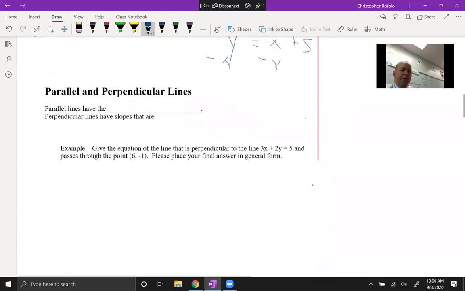All right, what do you remember about parallel and perpendicular lines? Parallel lines have the same slope. And perpendicular lines have slopes that are opposite reciprocals. Okay.